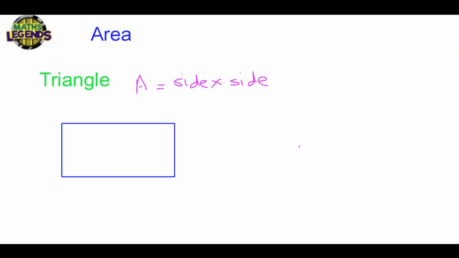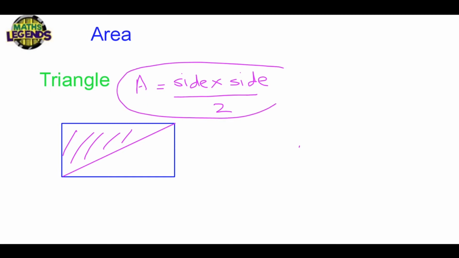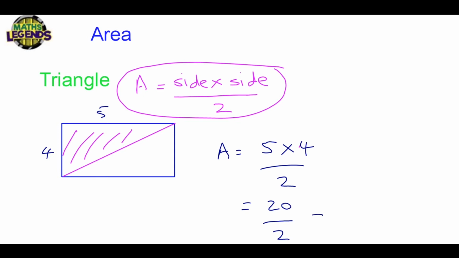Now let's say we are asked to work out the area of a triangle. Here we have split the rectangle into 2 triangles. From that we can tell that the area of one of these triangles is going to be a half of the area of the rectangle we had earlier. So this is the formula for the area of a triangle: side times side divided by 2. Let's say this one is 5 and this one is 4. Then our area would be 5 times 4 divided by 2. 5 times 4 is 20 over 2, which is equal to 10.